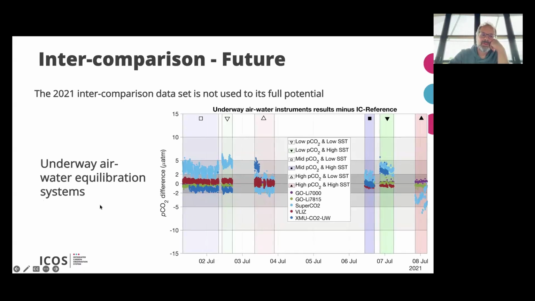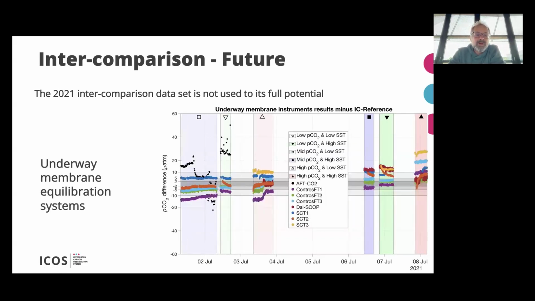This is a more detailed plot from the whole intercomparison. You see again the 6 intervals and the shaded areas. And this is for the underway air-water equilibration systems. Here you see for the light blue system, sometimes it's above the 0, sometimes under. So I think there's a lot more information in this data set that we did not investigate in this publication. If you look into the membrane systems, it's basically the same plot, but with the underway membrane systems, the spread is even higher and there's a lot of information in there.